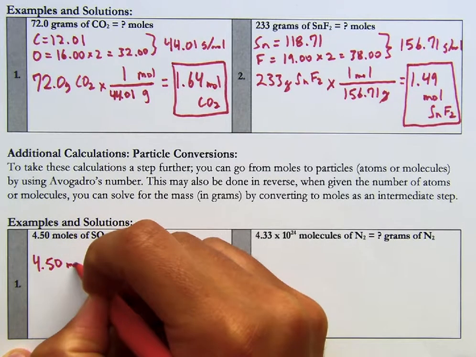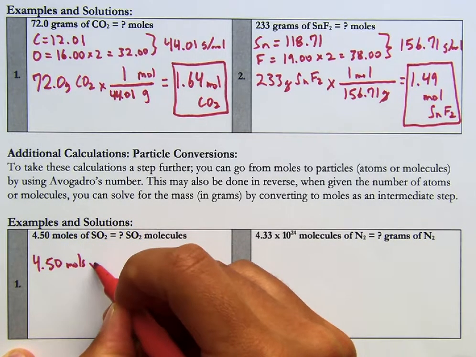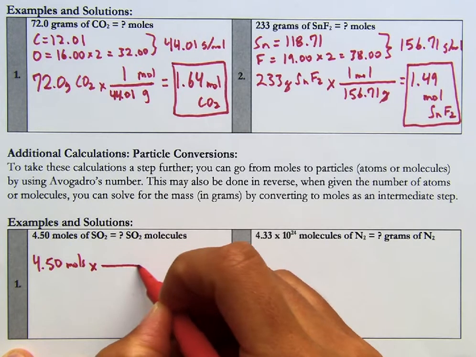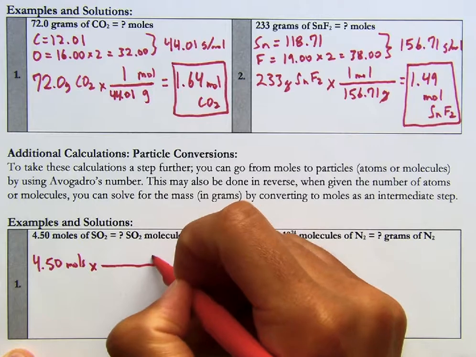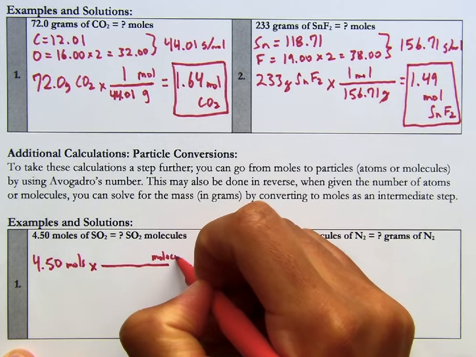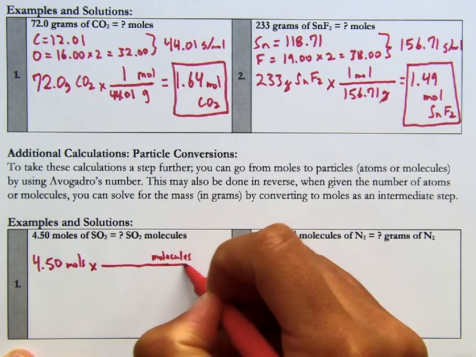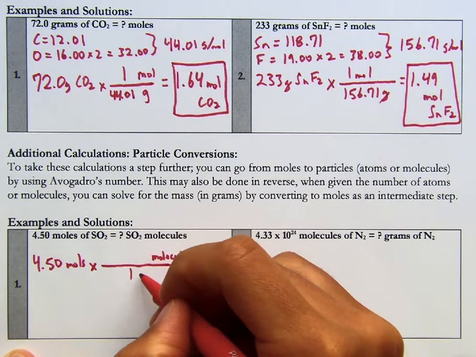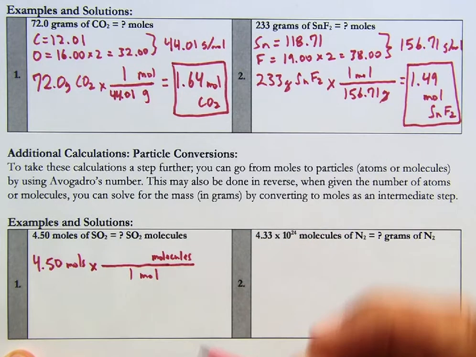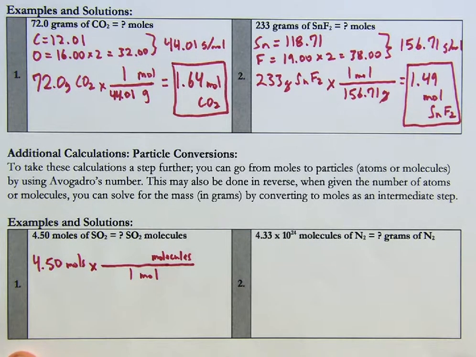4.50 moles, and then you have a conversion factor times something over something else. Now, what are we trying to find? We're trying to find molecules. So molecules goes on top. And on bottom, what we want to get rid of, moles. So 1 mole. If you have a mole of something, how many molecules do you have? Well, the answer is Avogadro's number.